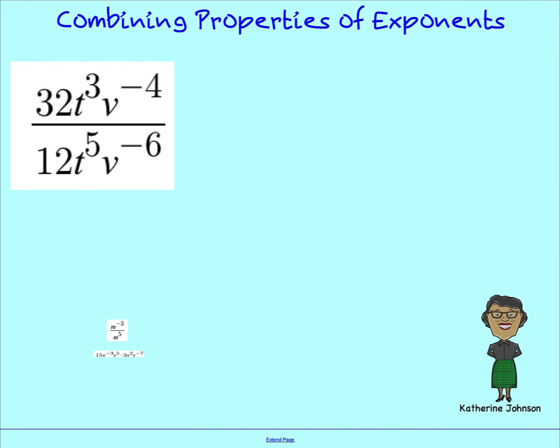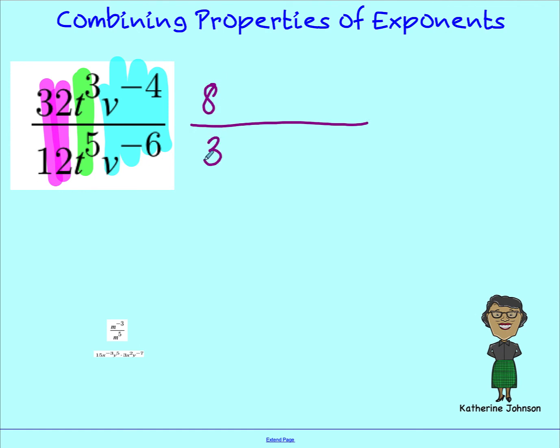Okay, last one. So remember that you always want to do these in parts. So we have our coefficients, we have our common base of t, and our common base of v. So let's go ahead and deal with our coefficients first. Those are the easiest. So what do 32 and 12 have in common as far as what they can both be divided by? They have a common factor of 4. So 32 divided by 4 would give me 8, and 12 divided by 4 would give me 3.